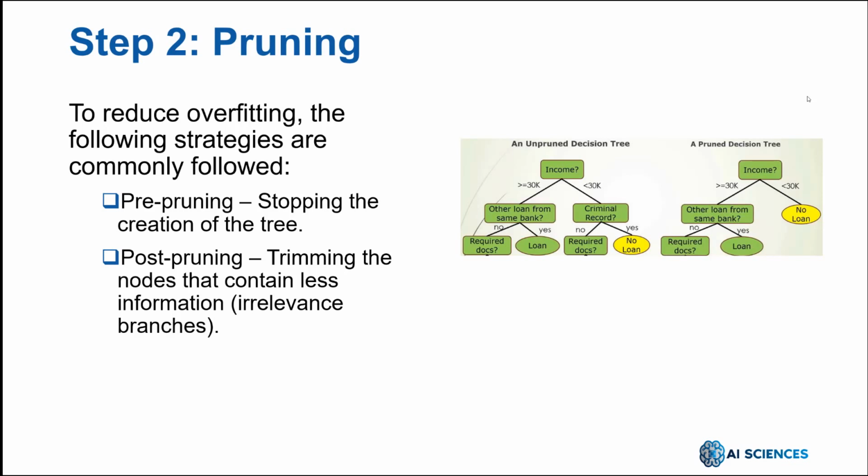1. Pre-pruning, stopping the creation of the tree. This is achieved by limiting the maximum depth of the tree, limiting the maximum number of leaf nodes, or defining the minimum number of points required to split it further. 2. Post-pruning, just trimming the nodes that contain less information. As you can see, a pruned tree has fewer nodes and less sparsity than an unpruned decision tree.